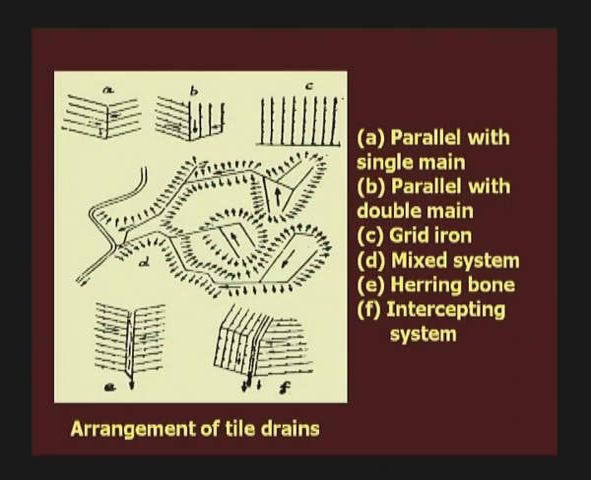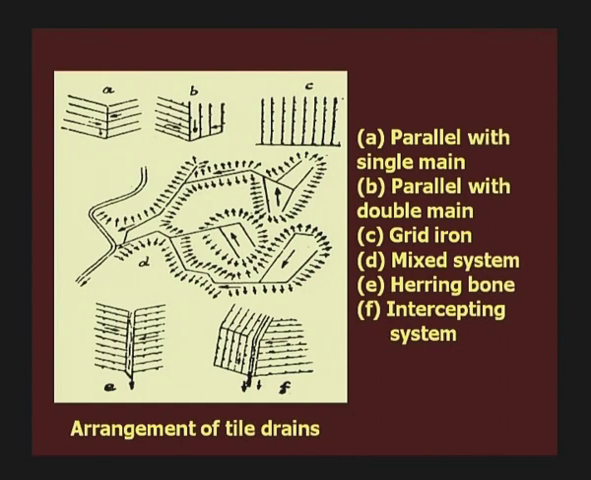These layouts and arrangements have been shown in this figure. In A, the parallel single mains are laid out. In B, parallel with double mains. C, gridiron. D, mixed system. E, herringbone. F, intercepting system has been shown.